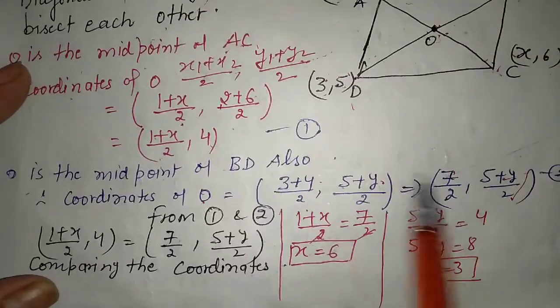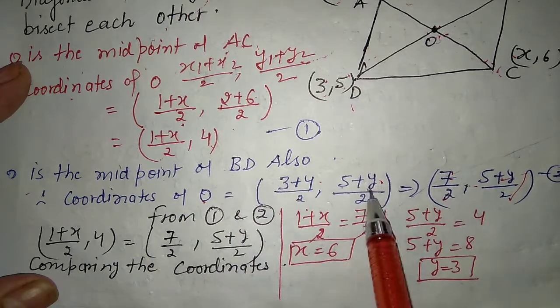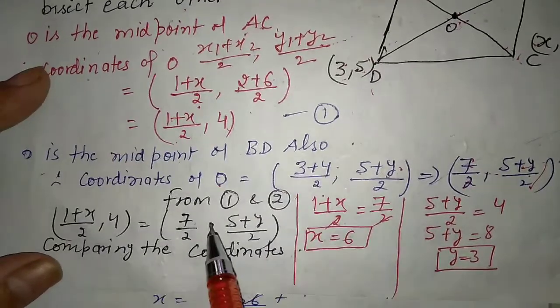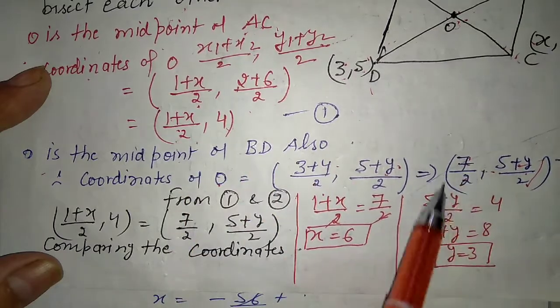Now again we will compare the coordinates of both sides. x will compare to x, y will compare to y. So here we have 1 plus x upon 2, and this will compare with 7 by 2.